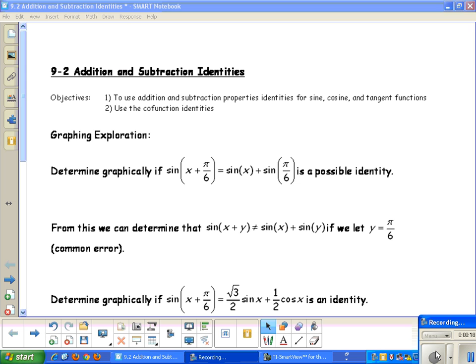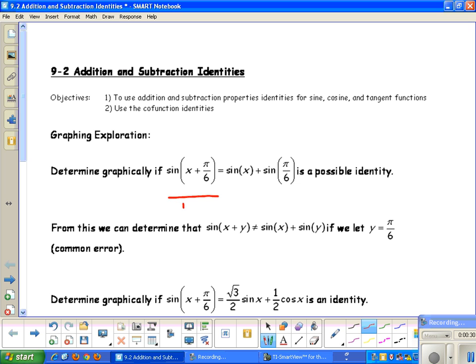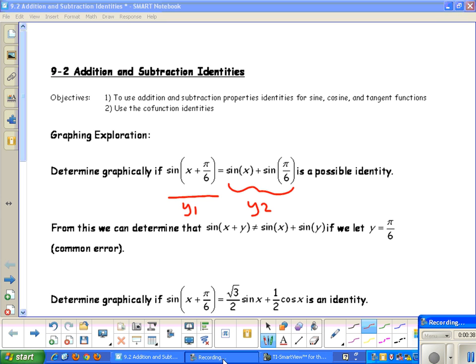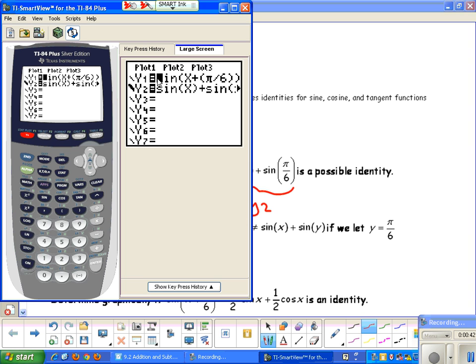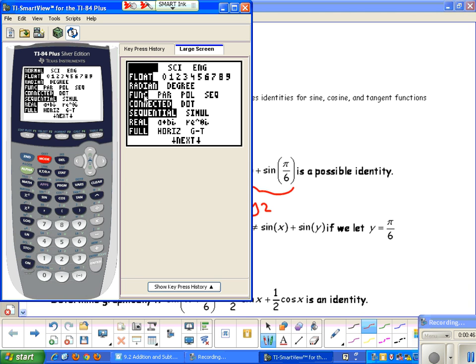Say we have the sine of x plus pi over 6, and we want to figure out if it's a possible identity with the sine of x plus the sine of pi over 6. So we're going to put this side into y1, and then this side we're going to put y2 into our calculator in order to determine this, because it's graphically determining. So if I go to my calculator, notice I put it in y1, y2. Make sure your mode is in radian mode.